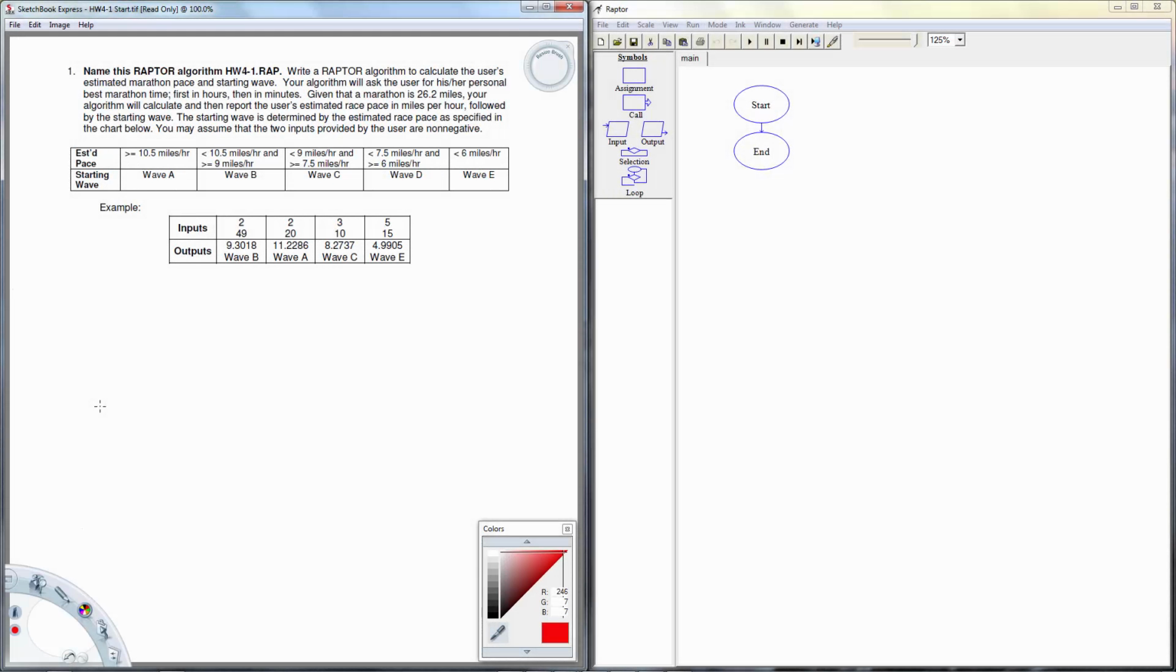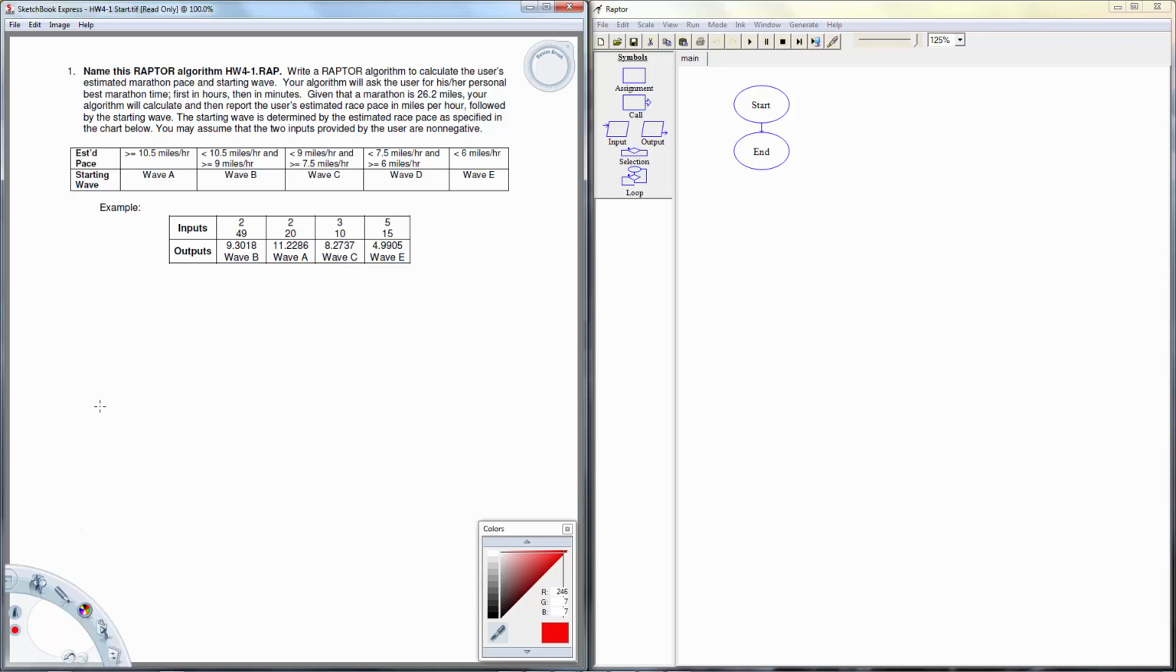For homework number 4, problem 1, write a Raptor algorithm to calculate the user's estimated marathon pace and starting wave. The algorithm will ask the user for his or her personal best marathon time, first in hours, then in minutes. Given that a marathon is 26.2 miles, your algorithm will calculate and then report the user's estimated race pace in miles per hour, followed by the starting wave. The starting wave is determined by the estimated race pace as specified in the chart below.